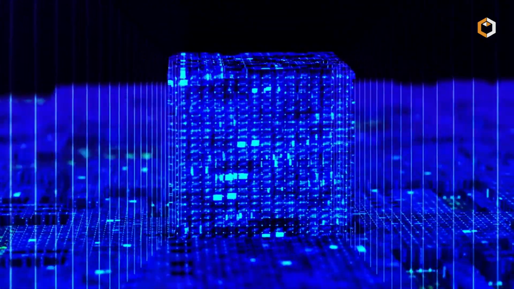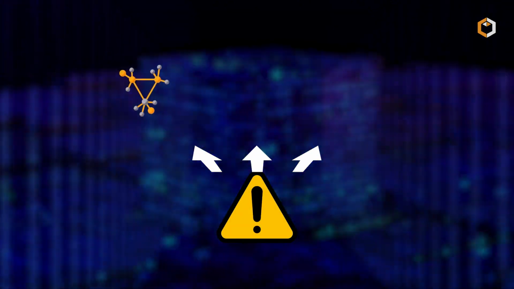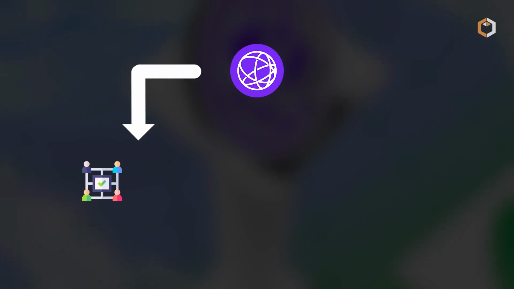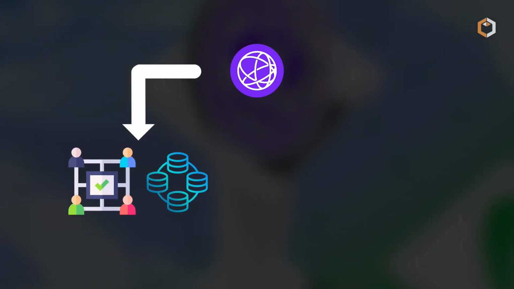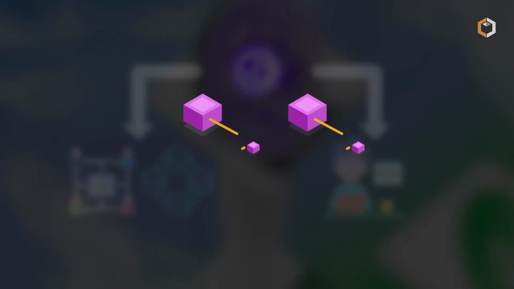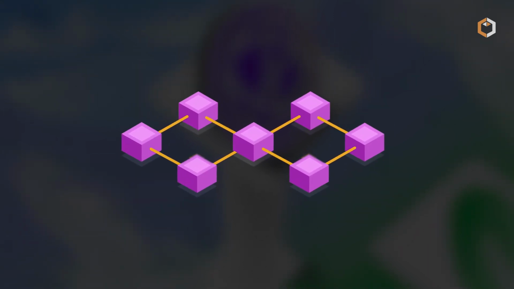Traditionally, blockchains struggle with decentralization, scalability, and security. Celestia addresses these by focusing solely on consensus and data availability, reducing the burden on developers and enabling easier interoperability between blockchains.